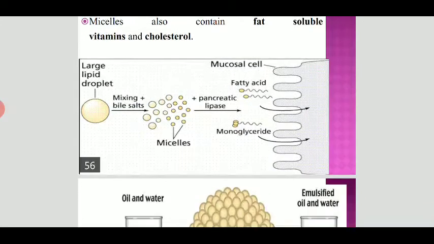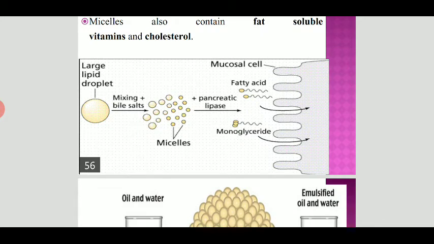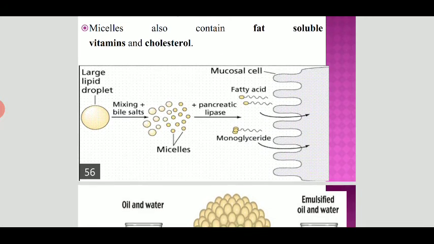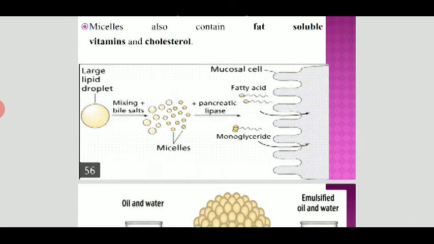This is the whole process where large lipid droplets are present. Firstly, they get converted into small droplets, and then they get mixed with the bile salts, where bile salts layer up the molecules, and it becomes micelles. Now this micelle is acted on by the pancreatic lipase, and the fatty acid and monoglyceride get released, and after that they will be able to enter into the mucosal cell.